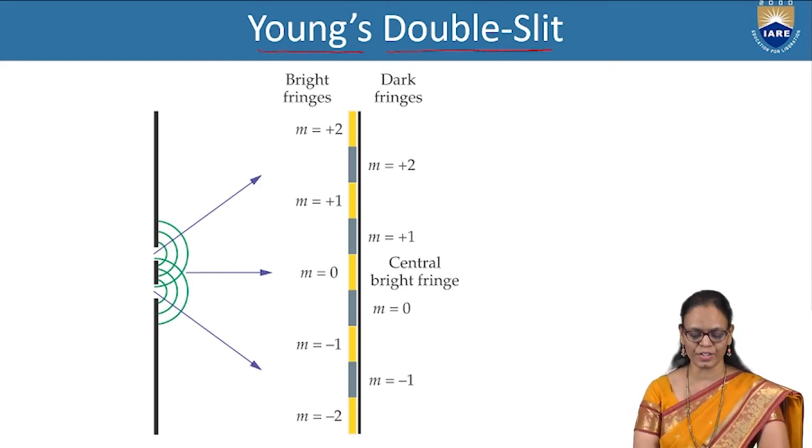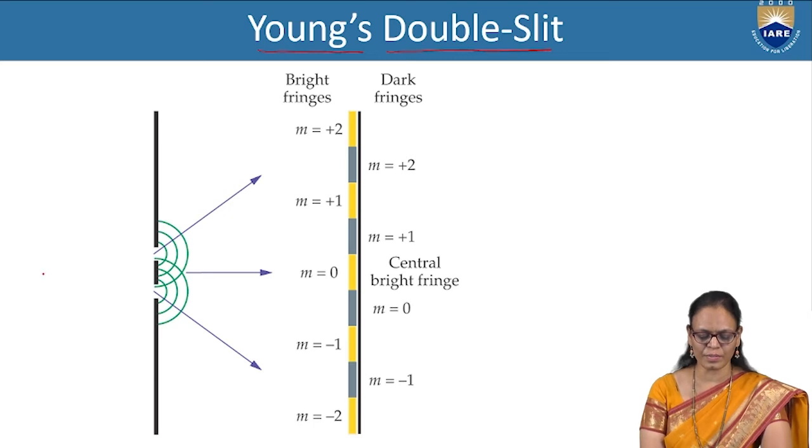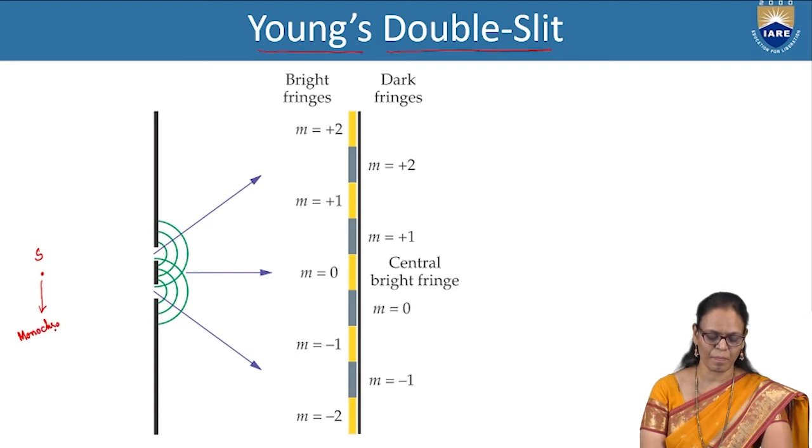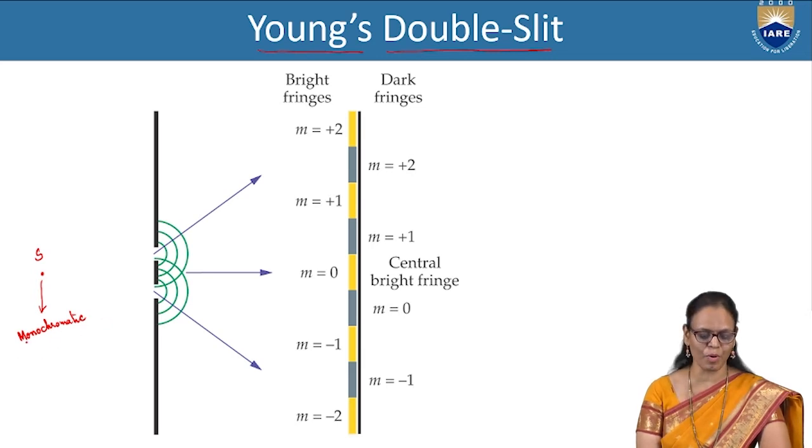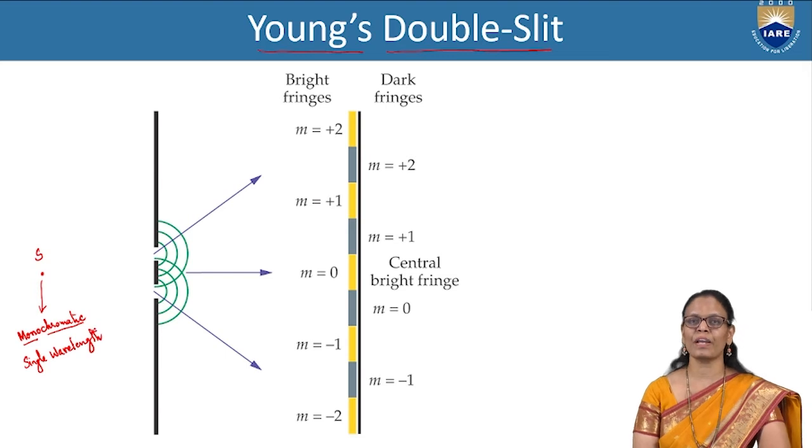So what we have here is a source. This is a source S. We consider a monochromatic source. So what do we understand by monochromatic? Mono means single, chromatic means color. So light of single color, or single wavelength. So we are considering light of single wavelength.